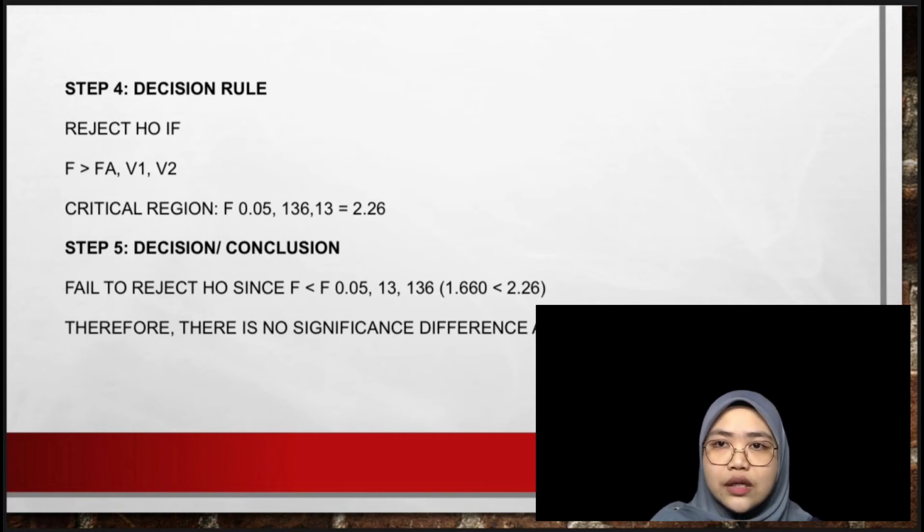Step 5 is decision or conclusion. We fail to reject H null since F is smaller than F alpha, V1, V2, with the amount F is 1.660, meanwhile F alpha, V1, V2 is 2.26. Therefore, there is no significant difference among the treatments.